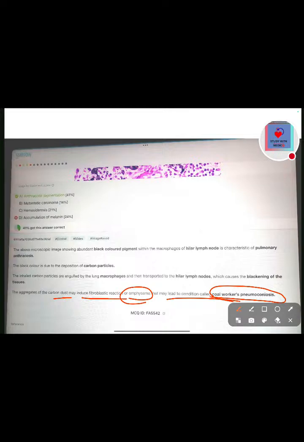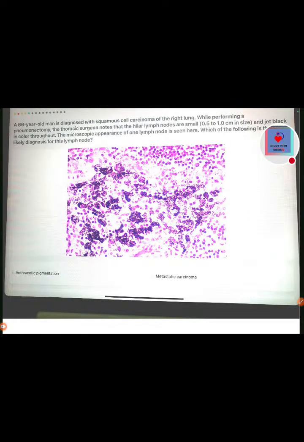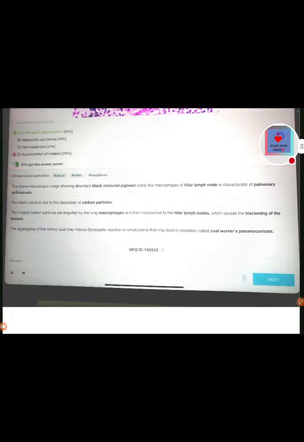Thus, you already know that in coal workers, the carbon particles are inhaled and go into the lungs. The macrophages engulf them, and then they are transported to the hilar lymph nodes, and this causes the blackening of the lymph nodes. In the microscopy here, you can see the dark colored depositions. These are the carbon particles deposited. That is called the anthracotic pigmentation.